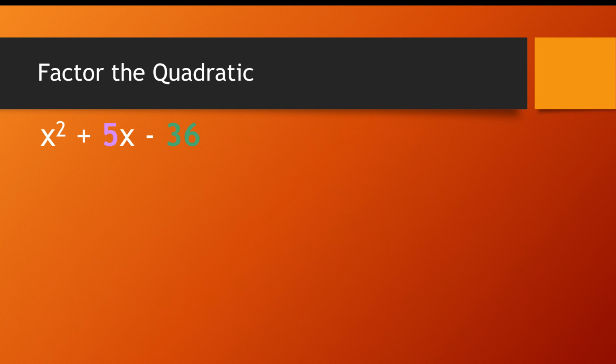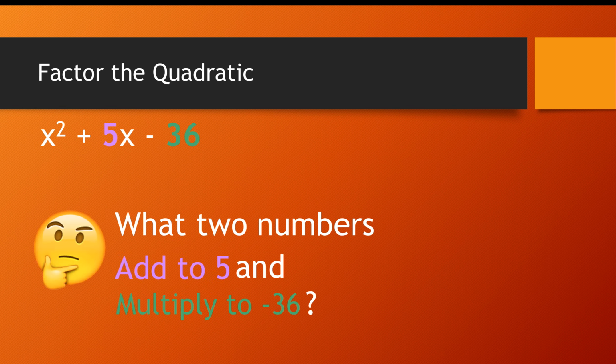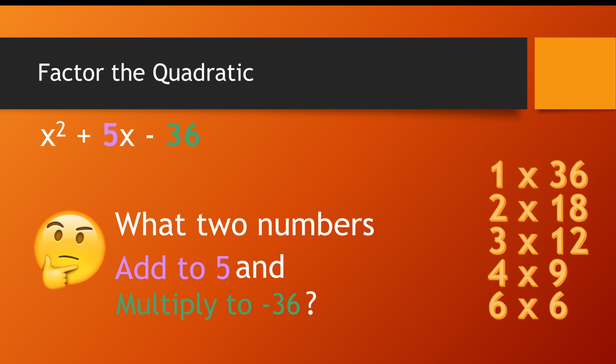Second example, x squared plus 5x minus 36. What two numbers add to 5 and multiply to negative 36? Well, to multiply to negative 36, one of them has to be positive and one has to be negative. But let's first just list the factors of 36. 1 times 36, 2 times 18, 3 times 12, 4 times 9, and 6 times 6. We know that we're going to need one of these to be negative and one to be positive to multiply to negative 36. And for them to add to 5, they need to be 5 apart, and the one with the greater absolute value is going to be the positive one.